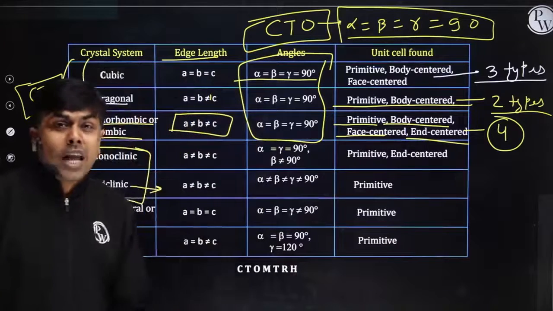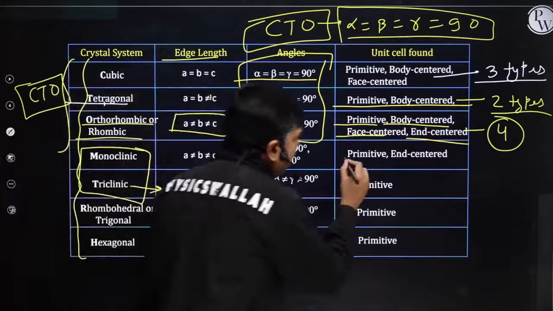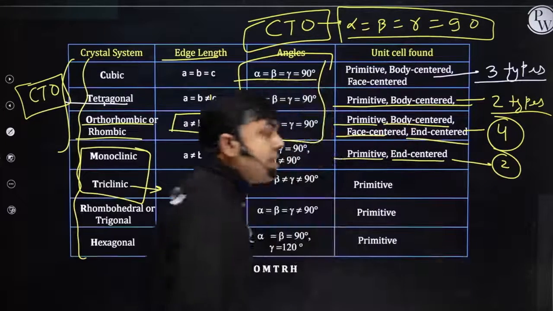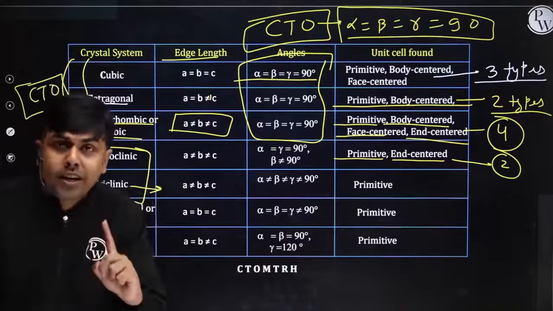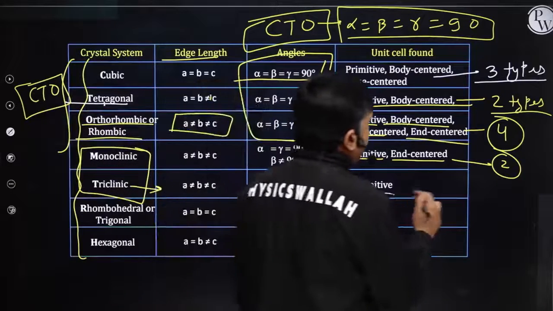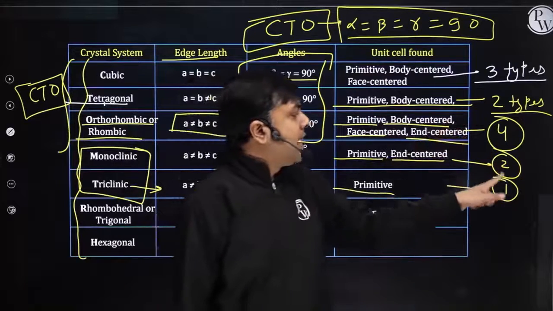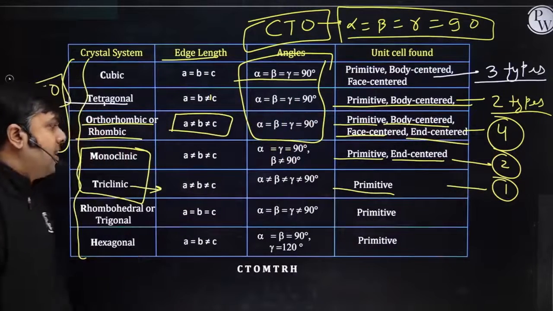If I talk about the type of unit cell, in case of monoclinic, two types of unit cell, primitive and end-centered. Whereas in case of triclinic, we have only one type of unit cell, and that is primitive. Right, students? So 3, 2, 5, 4, 9, 12 unit cells till yet. Next one.